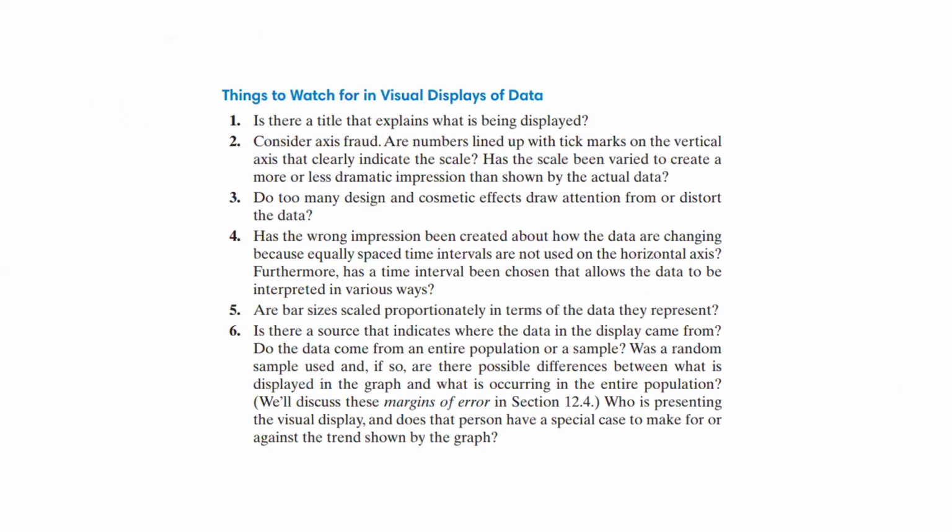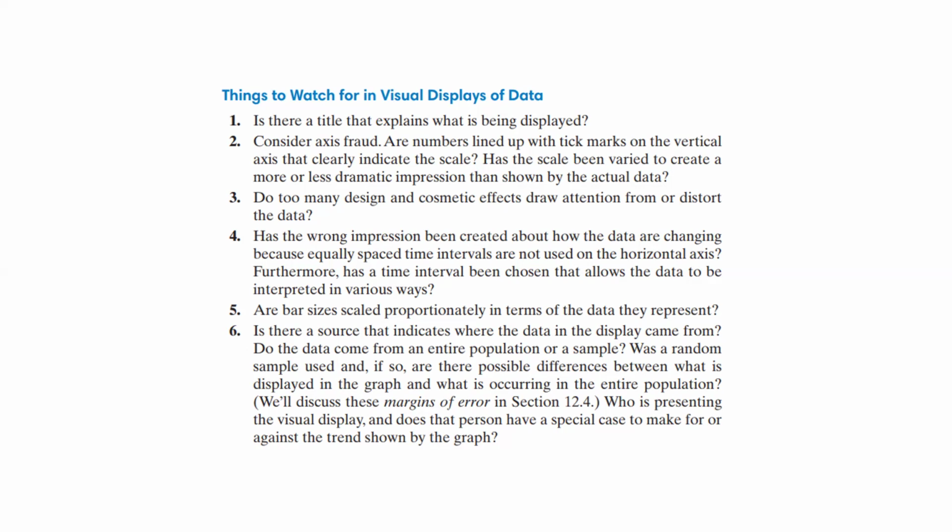Now, things you need to watch for in visual displays of data. One, is there a title that actually explains what's being displayed? A lot of times they leave that out and it leaves you to make up what's being displayed, and that is another trick. Two, consider axis fraud. Are the numbers lined up with tick marks on the vertical axis that clearly indicate the scale? And has the scale been varied to create a more or less dramatic impression than is shown by the actual data? Three, do too many design and cosmetic effects draw attention away from or distort the data?